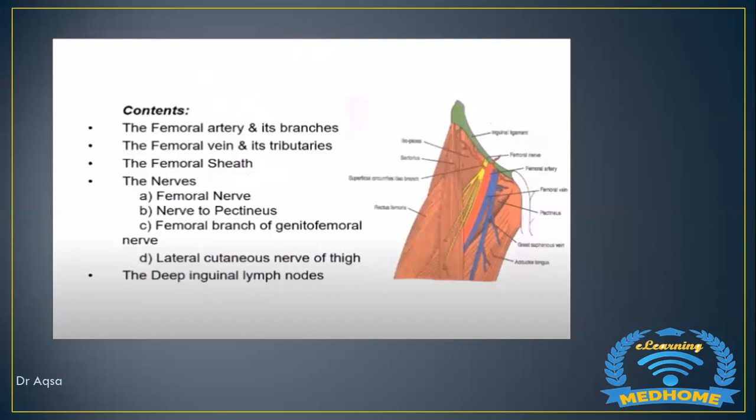So for easy remembrance, we can remember the name: femoral triangle. It has all things related with femoral artery, femoral vein, femoral nerve, femoral sheath, the deep inguinal nodes, and along with that some extra nerves, like the nerve to the pectineus muscle, lateral cutaneous nerve of the thigh, and the femoral branch of the genitofemoral nerve.